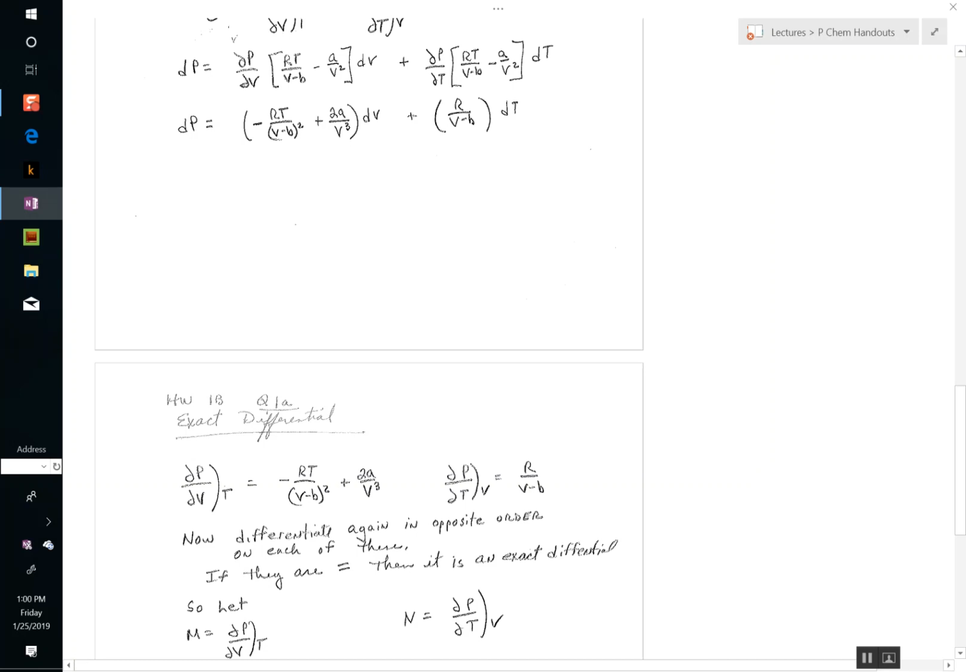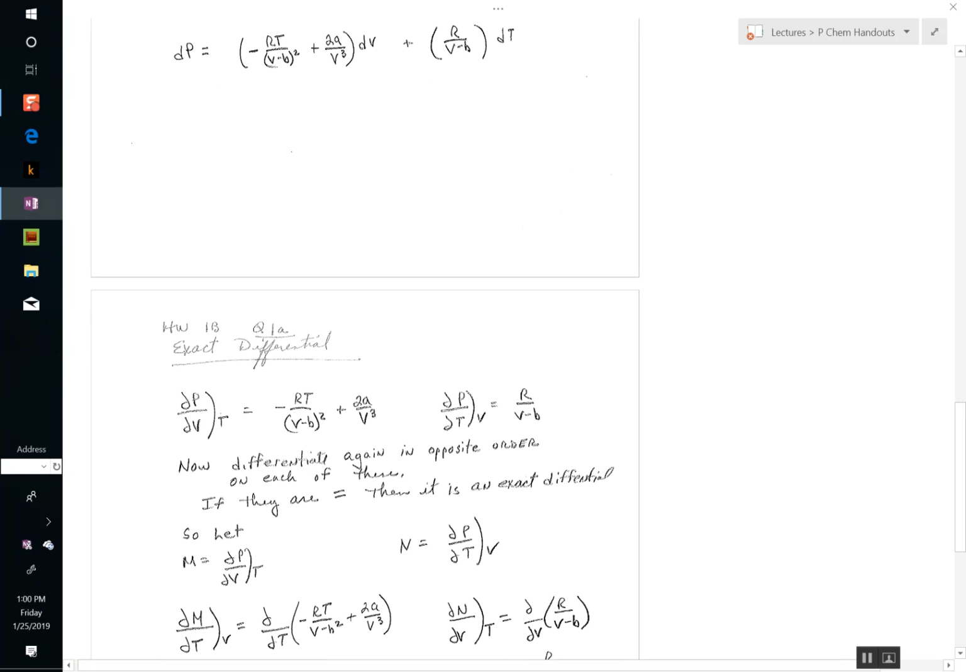for what the partial of M with respect to, let's see, what's the next thing down there? Yeah, I can go just a little bit further. So that's what we're doing. So we're saying M is this, which is that. So now put all of that in here and differentiate with respect to temperature at constant volume. Find out what that expression is. N is going to be the other one. Differentiate it with respect to volume at constant temperature and see what that is.